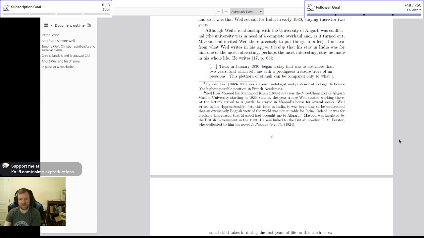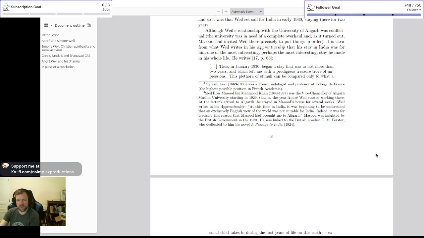Sylvain Lévy was a French Indologist and professor at Collège de France, the highest possible position in French academia, 1863 to 1935. Syed Ross Masood, 1889 to 1937, was the Vice-Chancellor of Aligarh Muslim University starting in 1929, that is, the year that André Weil started working there. At the latter's arrival at Aligarh, he stayed at Masood's house for several weeks.